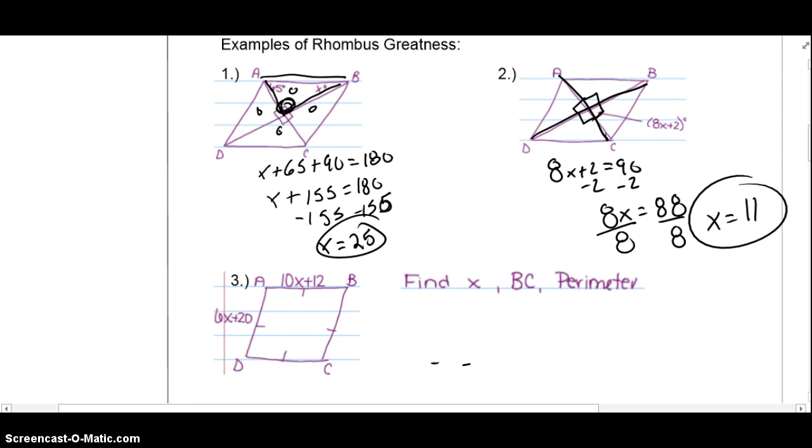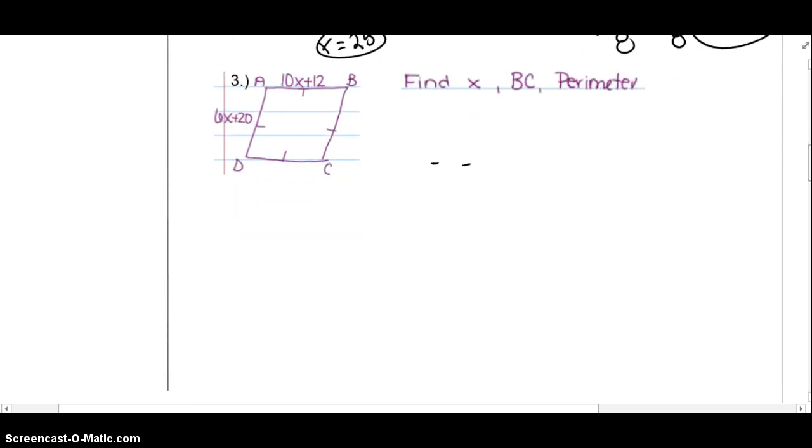Moving on to number 3 here. We've got to find three things: x, BC, and the perimeter. This entire question derives from the main property of a rhombus, and that is that all the sides of a rhombus are congruent. So these two expressions, if they are sides of a rhombus, are going to be exactly the same. Well, what do we do with two things that are the same? You set them equal, as you know, guys.